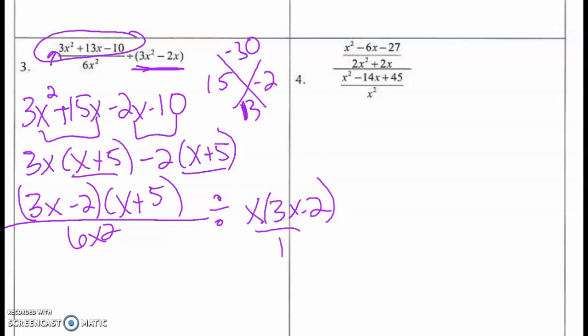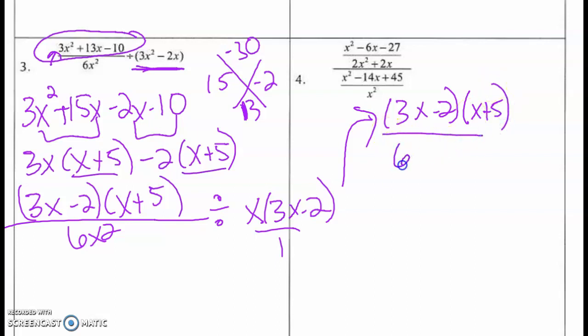So now what we want to do, I'm going to continue working up over here. We want to keep the first fraction. So that is 3x minus 2 times x plus 5 over 6x squared. And we want to flip the second fraction. So let's change to multiplication. So that's going to be 1 over x times 3x minus 2. Sorry, I'm crammed in there. So now hopefully you're seeing what I'm seeing. This 3x minus 2, that 3x minus 2 can be canceled out.